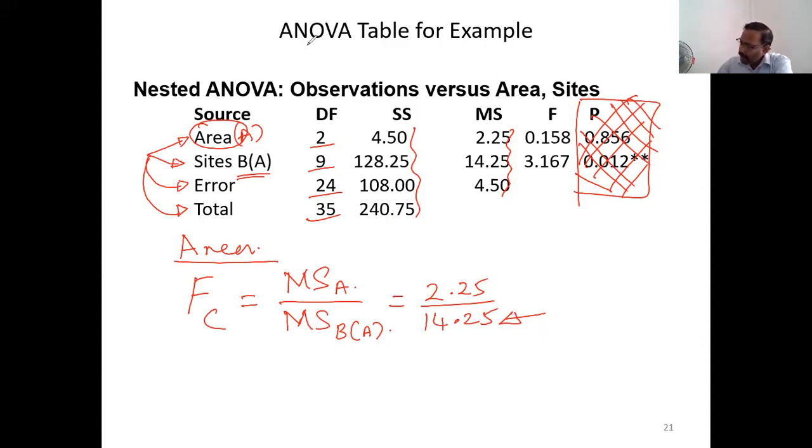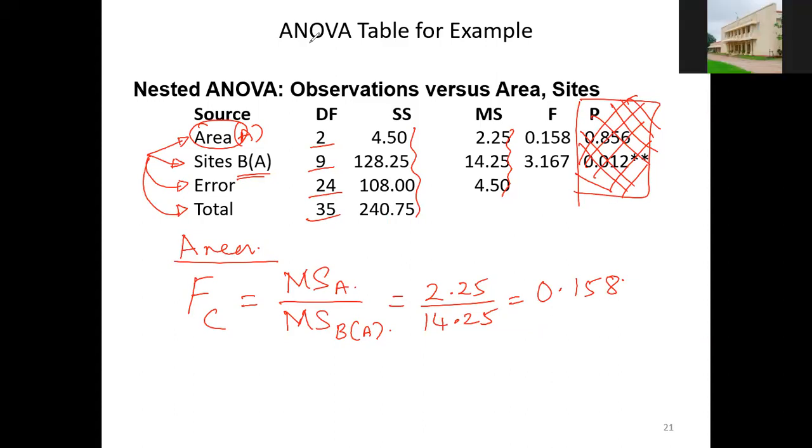So that is equal, you are getting a value of 0.158. Cross-check and see whether you are getting the same value. Okay, you are getting the same value, fine. So that is why you are getting the F value. Now, my F value is this one. This one we will have to test.